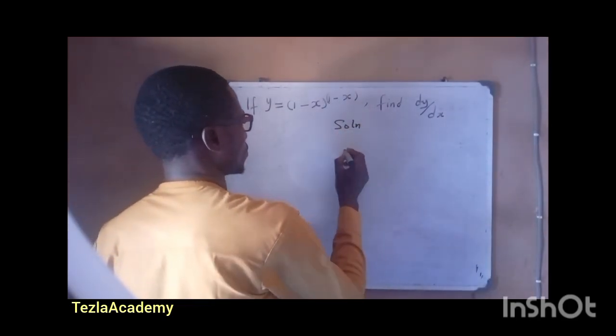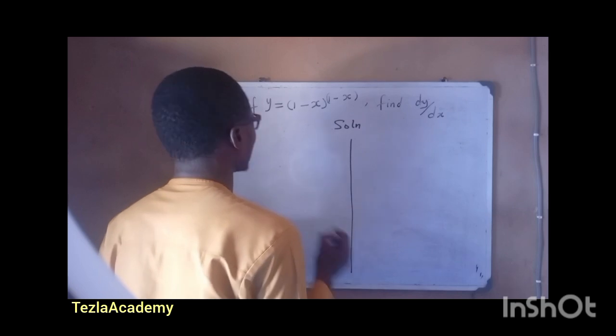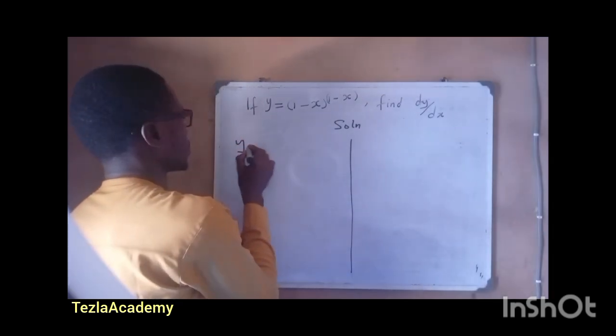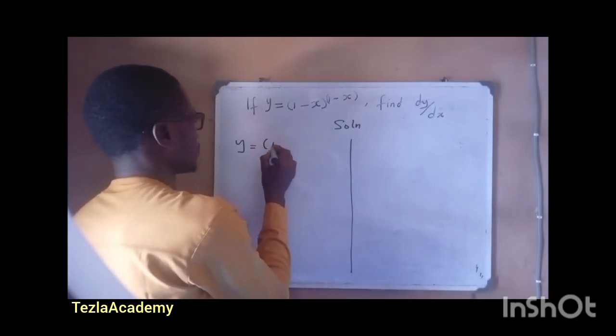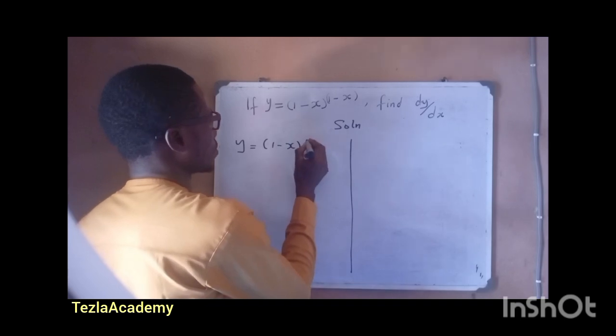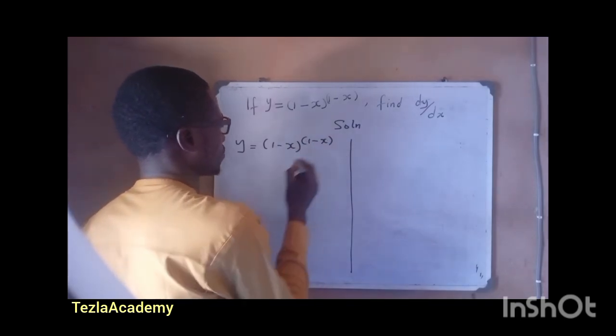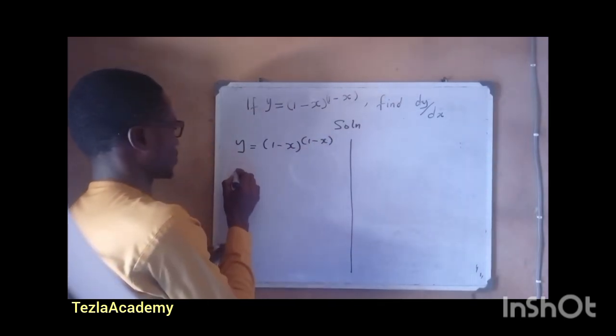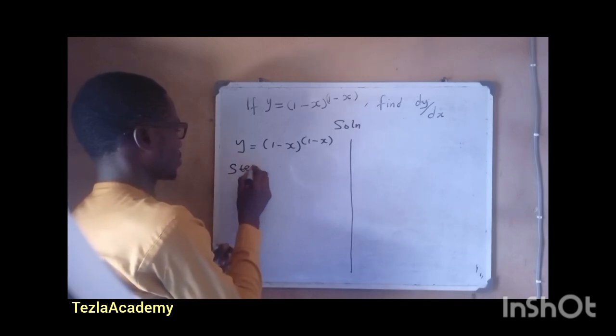Solution: y equals (1 minus x) to the power (1 minus x). Step 1.